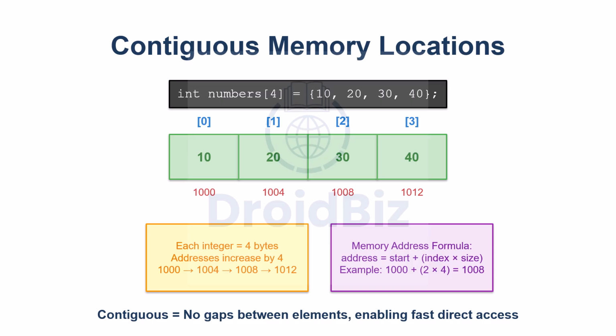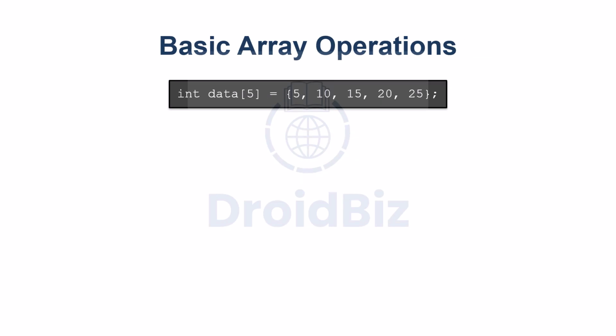This is why we emphasize that arrays store elements in contiguous memory locations. It is this fundamental property that gives arrays their speed and efficiency in programming. Now let's learn about the basic operations we can perform with arrays.